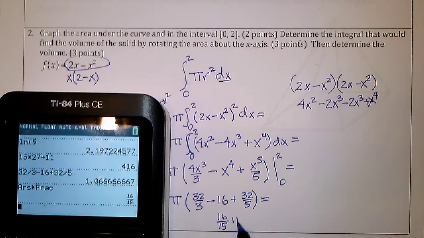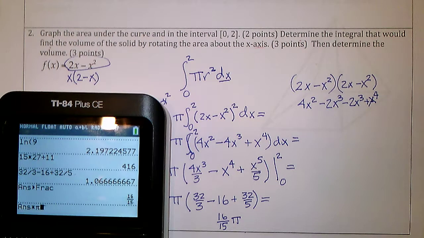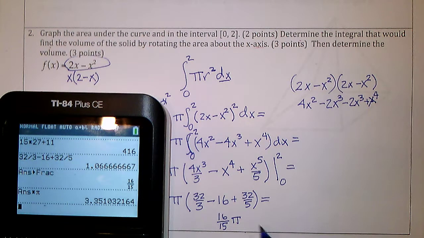So this is 16/15 pi. Or if I were to type this in and just get the decimal, I would take this times pi, and I would get an approximate answer of 3.351.